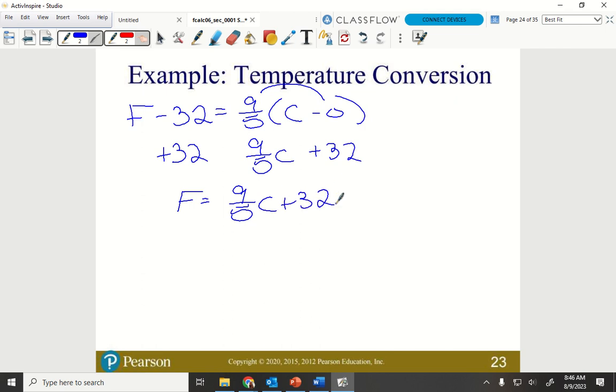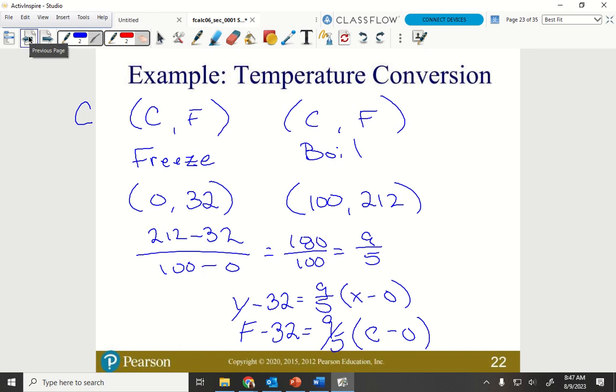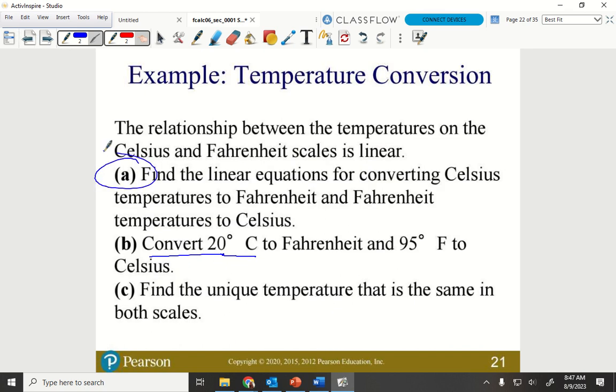So now I have an equation to evaluate any temperature. This is now the standard equation for converting between Celsius and Fahrenheit, depending on what I have. All right? That was all part A to this.